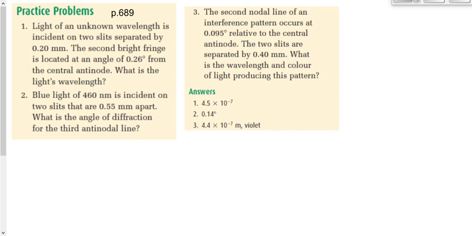Okay. Have a look at those 3 questions, please. Take a look at number 3. It says the second nodal line of an interference pattern occurs at 0.095 degrees. Again, our angle is significantly less than 10 degrees, right? Now, in the end, it doesn't really matter because when we have the angle measured from the central antinode, there's no reason why we'd want to use that second equation anyways. But you can see that in all of these questions, clearly theta is significantly less than 10 degrees.